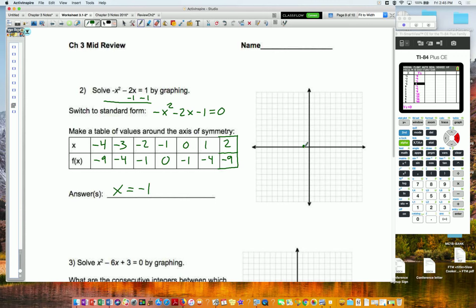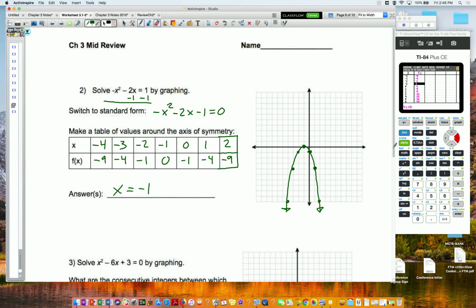Negative 1, 0. And it was opening down. A was negative. That makes sense to me. It's kind of a way I can check. Left and right 1, down 1. Left and right, down 3. And left and right, down 5. And I have my parabola.